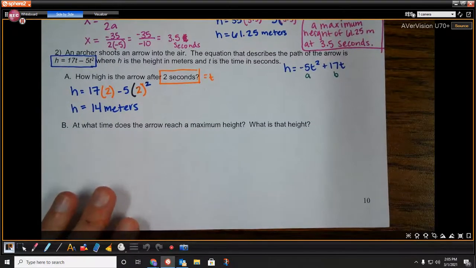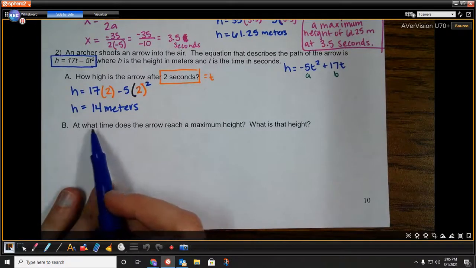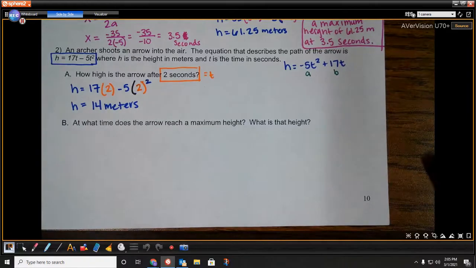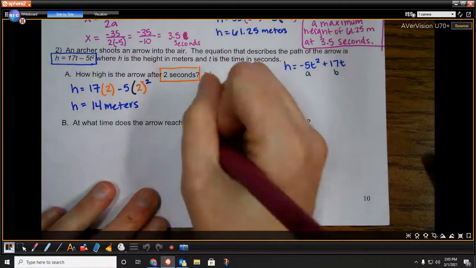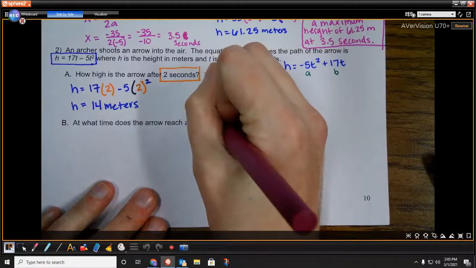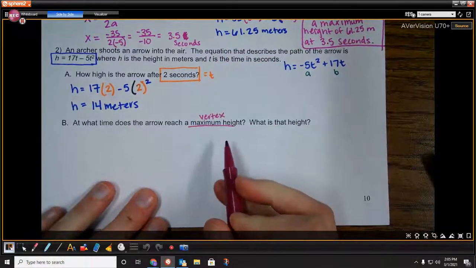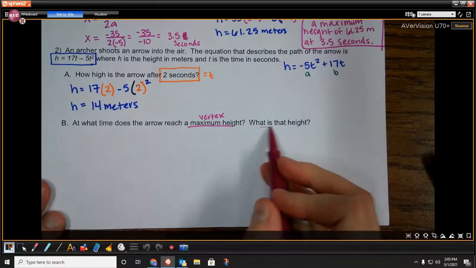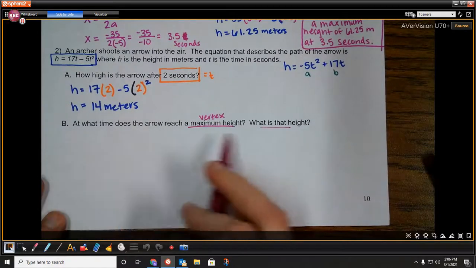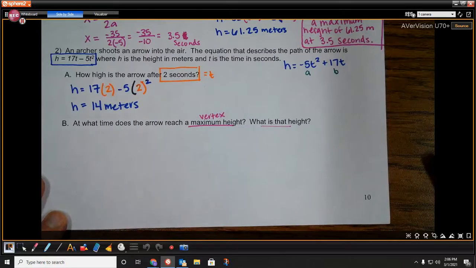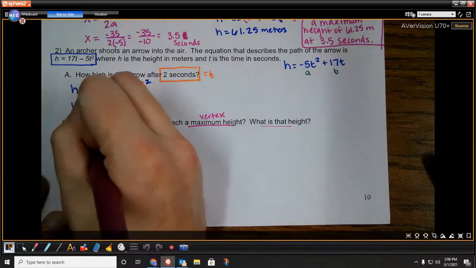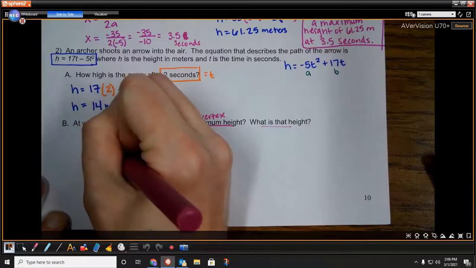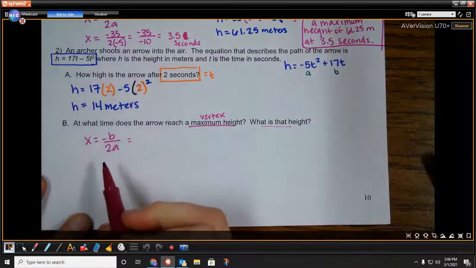And then what we're going to do is we want to know what time does the arrow reach the maximum height. Well, remember, our maximum height is going to be our vertex, right? So we are looking for our vertex, and we want to know what is that height. So we have to find our x value, and then we have to plug in the x value to find our y value. So what we're going to do is we're going to say x is equal to negative b over 2a.